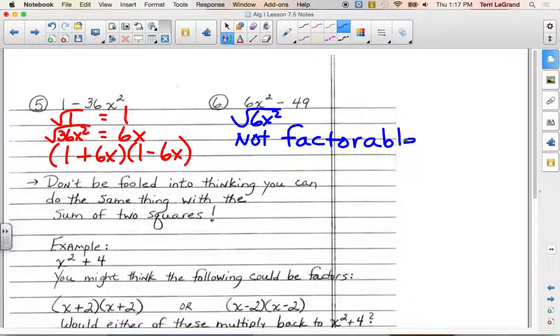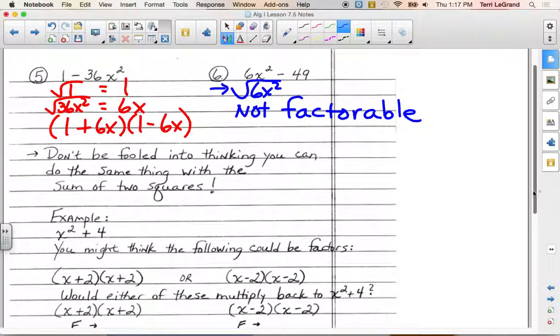And I can show this as my reason why. I tried to take the square root of 6x squared and guess what? Couldn't do it. It's very tempting to think that it's 3x, isn't it? I bet some of you thought it was. Is 3 times 3 equal to 6? No. 3 plus 3 is 6 though, isn't it? Okay, so sometimes they're not factorable.